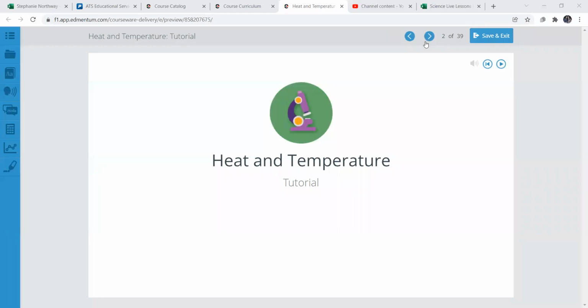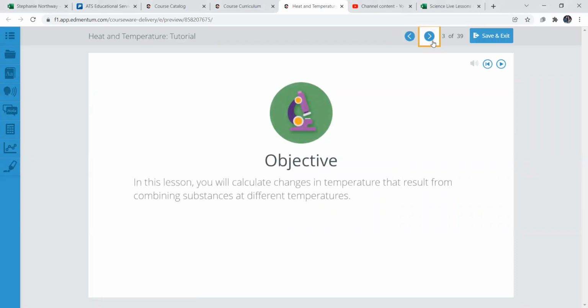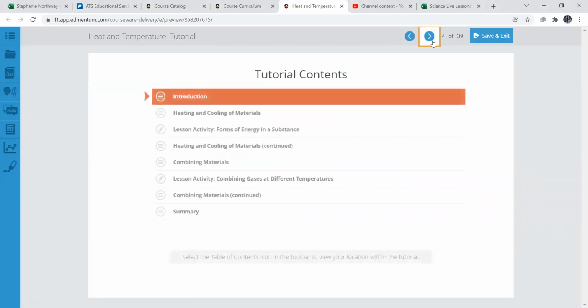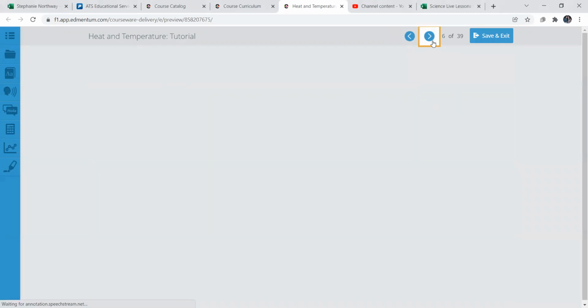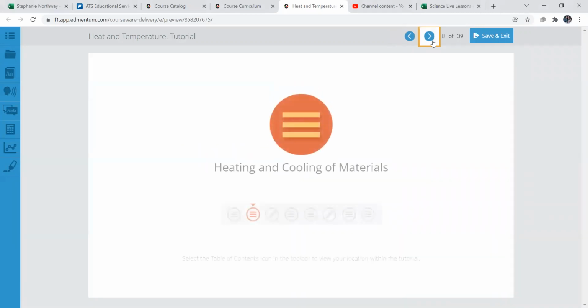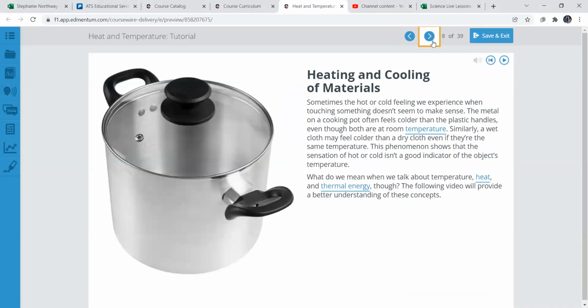Okay, heat and temperature tutorial. Let's talk about heat and temperature and just go over some basics about it. All right, so let's get into here. There we go. Room temperature.